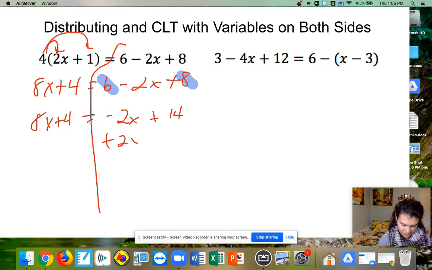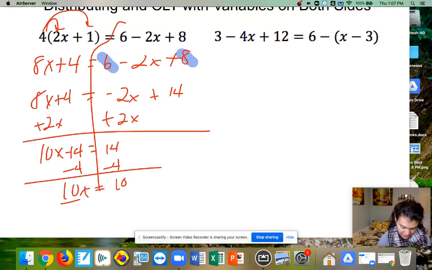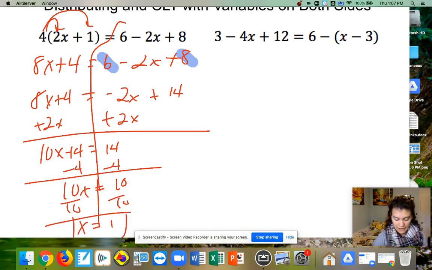Then I'm going to add the 2x to both sides. You get 10x plus 4 equals 14. Subtract the 4 from both sides. 10x equals 10. Divide by 10. And x equals 1. And that's your answer.